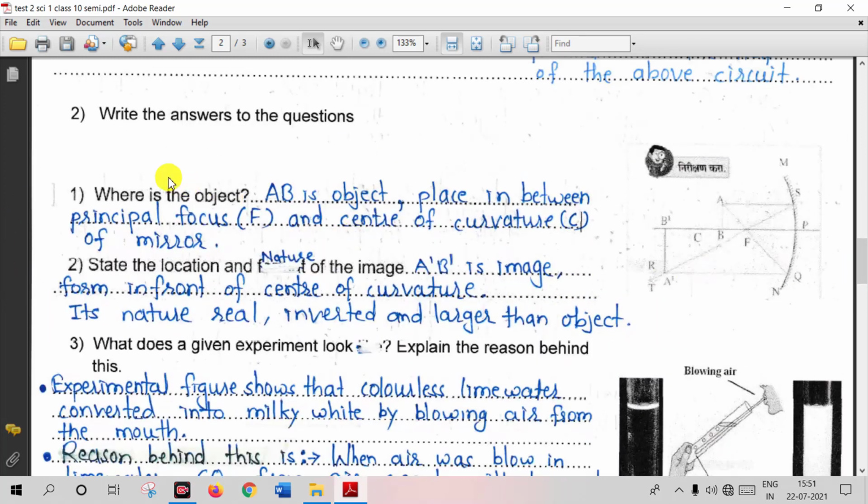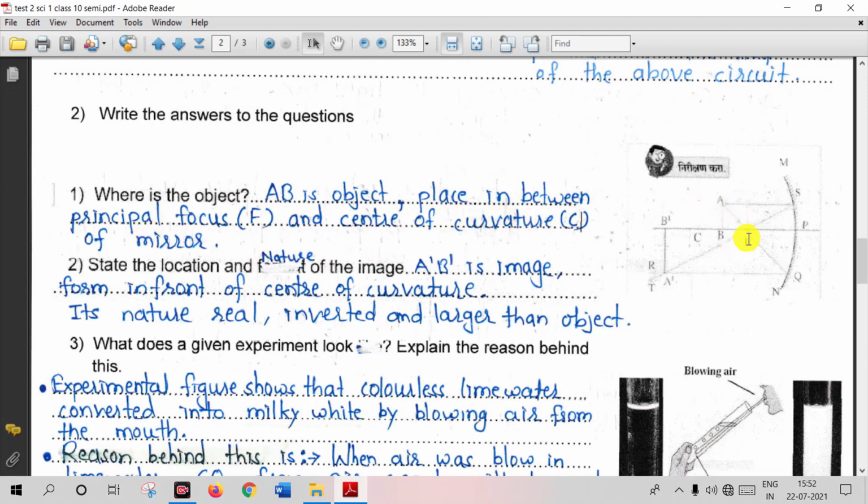Question number 2. Write the answer to the question. First of all, we have to see a diagram which is shown in the question. Then answer the question after seeing the diagram. And question number 1. Where is the object? The object AB. AB is an object placed in between the principal focus and the center of curvature of the mirror.